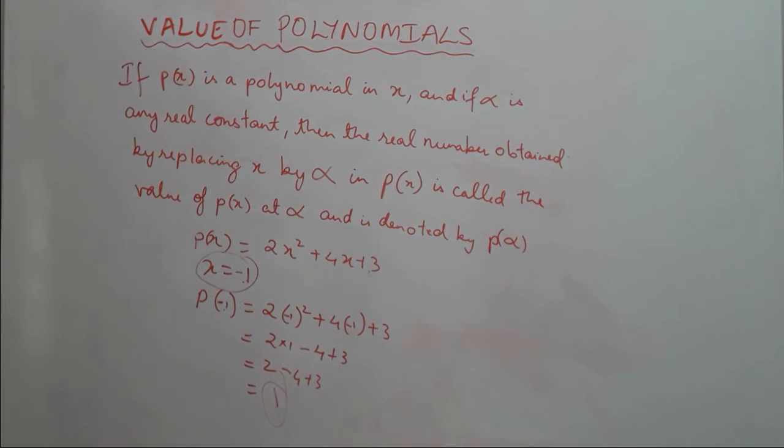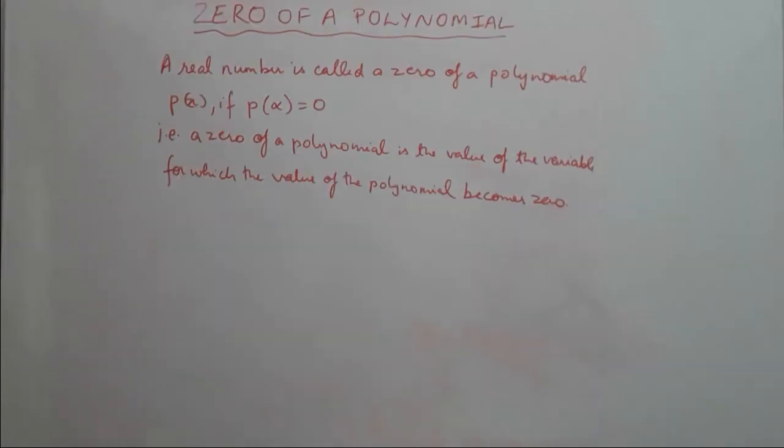Next we will move on to the zero of a polynomial. I'll just introduce what a zero of a polynomial is, and then we'll look to solve a few examples in the following videos. A zero of a polynomial is a real number. A real number alpha is called a zero of a polynomial p of x if p of alpha is equal to 0. That is, a zero of a polynomial is the value of the variable for which the value of the polynomial becomes 0.